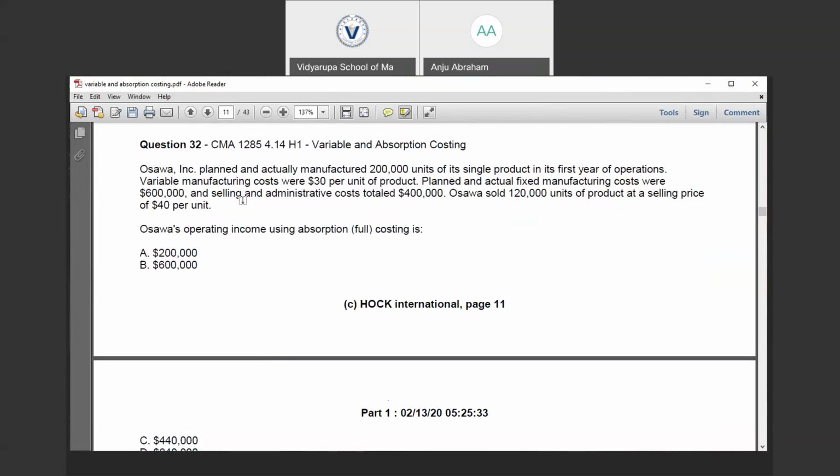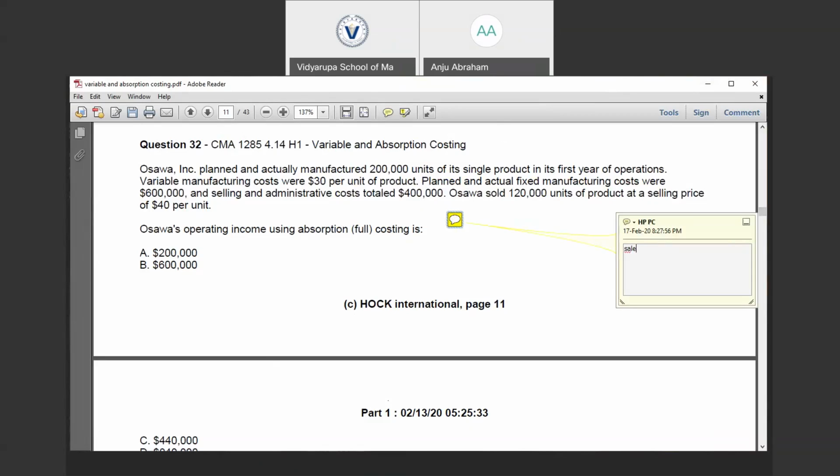This is question number 32. Osawa Incorporated planned and actually manufactured 200,000 units of a single product in its first year of operations. Variable manufacturing cost was 30 per unit of the product. Planned and actual fixed manufacturing cost was 600,000 and selling and administrative cost totaled 400,000. Osawa sold 120,000 units of product at a selling price of 40 per unit. Osawa's operating income using absorption costing is... So we need to compute the operating income under absorption costing.